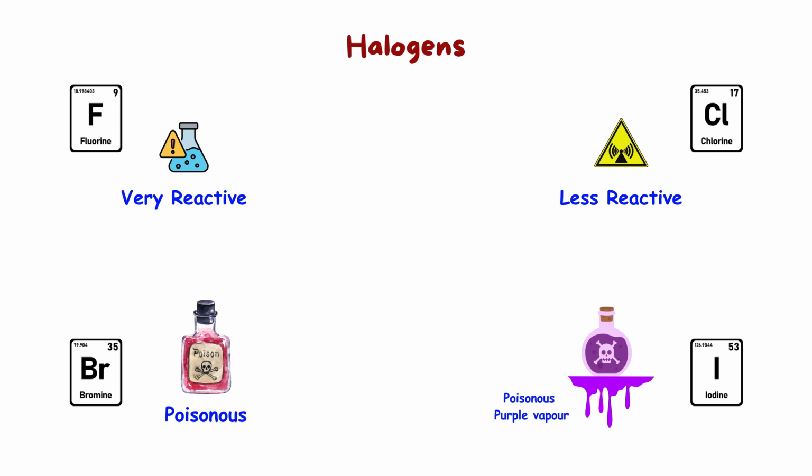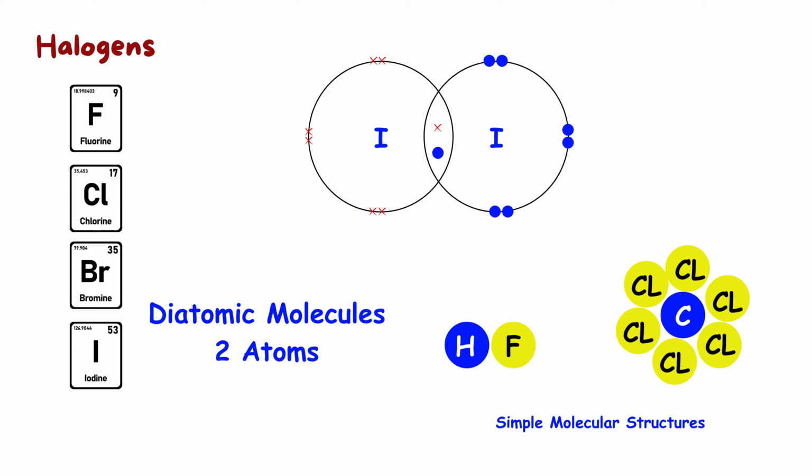A unique feature of all halogens is that they exist naturally as diatomic molecules, meaning they form pairs of atoms. This diatomic structure is achieved by sharing electrons through covalent bonds, and this bonding pattern is consistent across all halogens. For example, two chlorine atoms form a Cl2 molecule by sharing electrons to complete their outer shells.